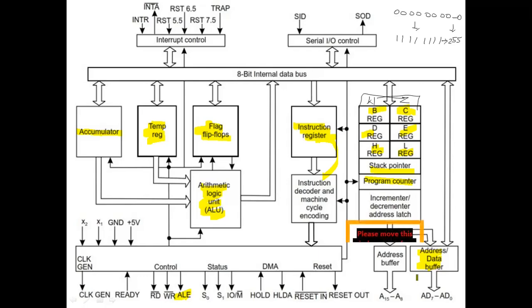Finally, we have serial IO control. This is used to either receive serial data or to transfer serial data. Serial data means sending data bit by bit. For example, if we have 0000 and so on, each bit will be sent one by one. First, the first 0 will be sent, then the other 0 will be sent. So it will be sent in order. That is called serial input and serial output data.